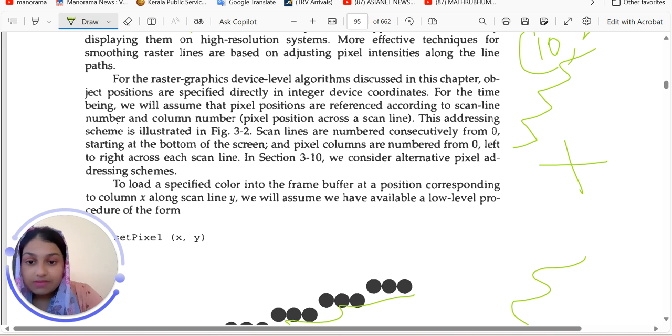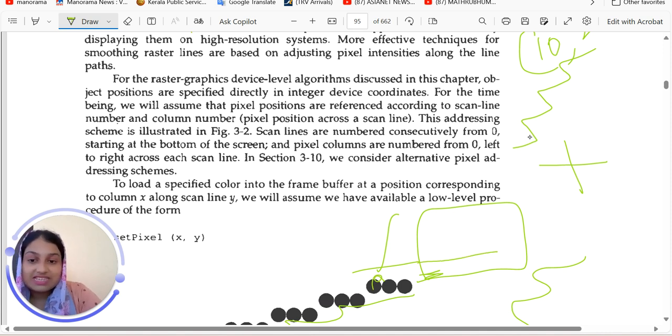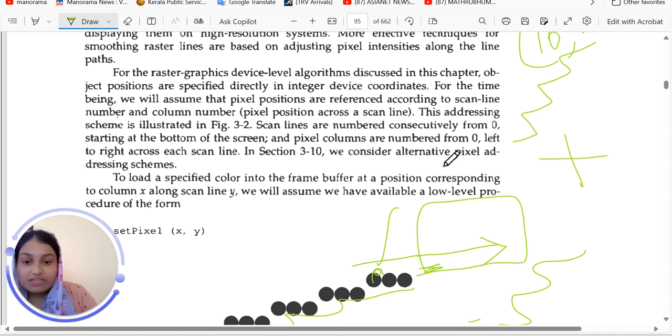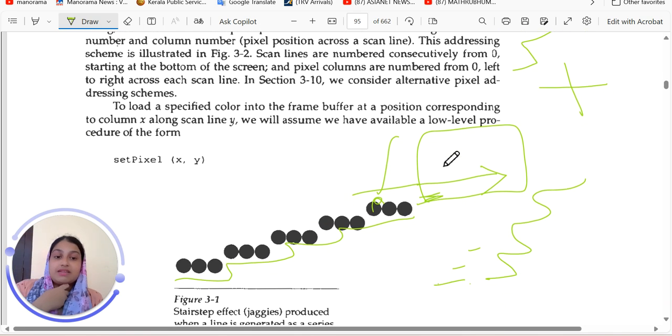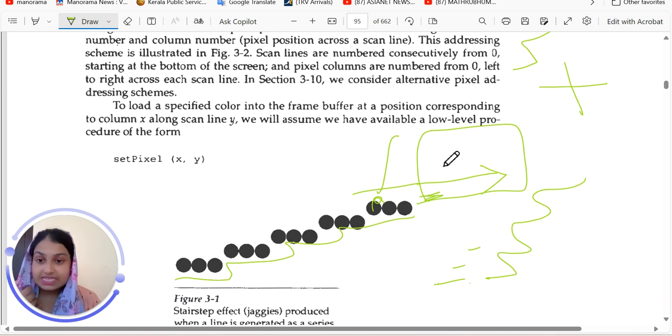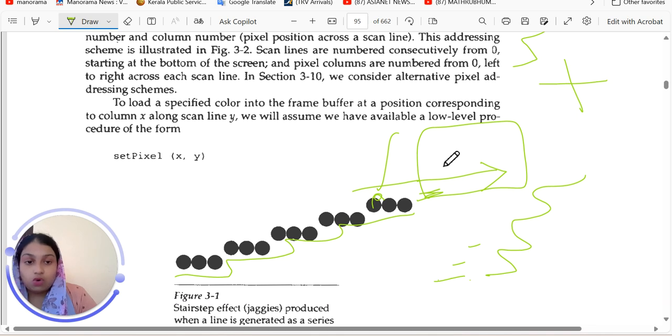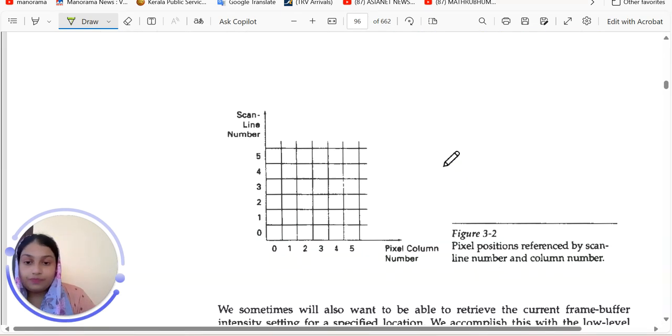This addressing scheme is also illustrated. Scan lines are numbered consecutively from 0, starting at the bottom of the screen. So, if this is the screen, from the bottom of the screen, and pixel columns are numbered from 0. If this is the axis, it starts from 0, left to right across each scan line. Now, to load a specified color into the frame buffer at a position corresponding to column X along scan line Y, we will assume we have available a low level procedure of the form.